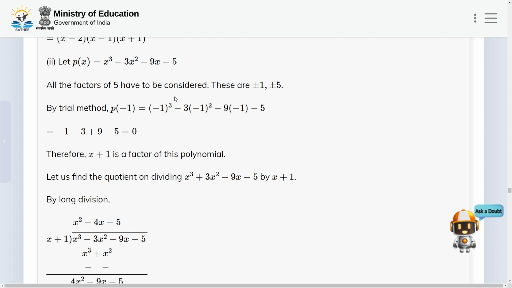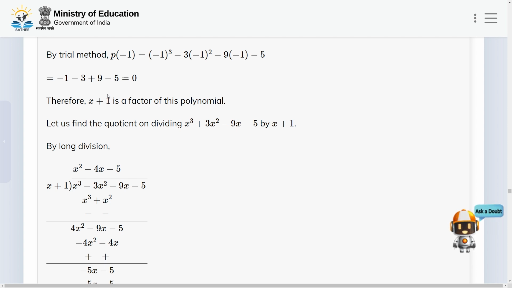p of minus 1 is equal to minus 1 cube minus 3 times minus 1 square minus 9 times minus 1 minus 5, and this is equal to minus 1 minus 3 plus 9 minus 5, which is equal to 0. So by trial method we get minus 1 is a zero of this cubic polynomial, therefore x plus 1 is a factor of this polynomial.